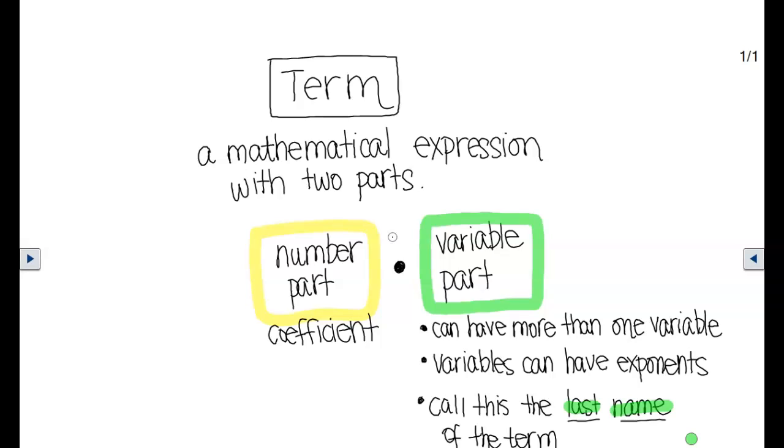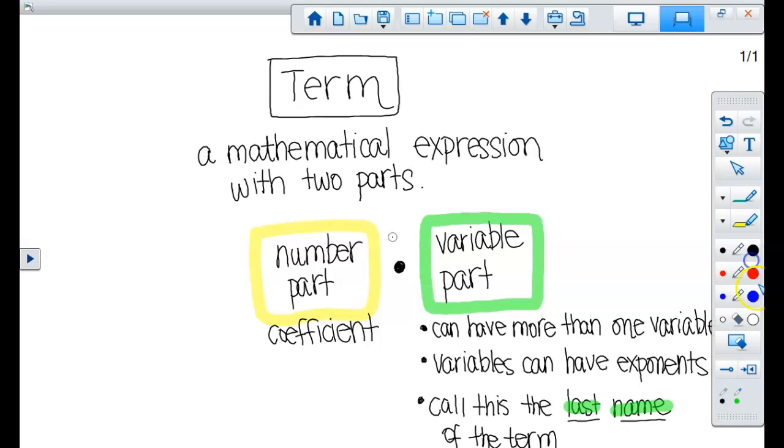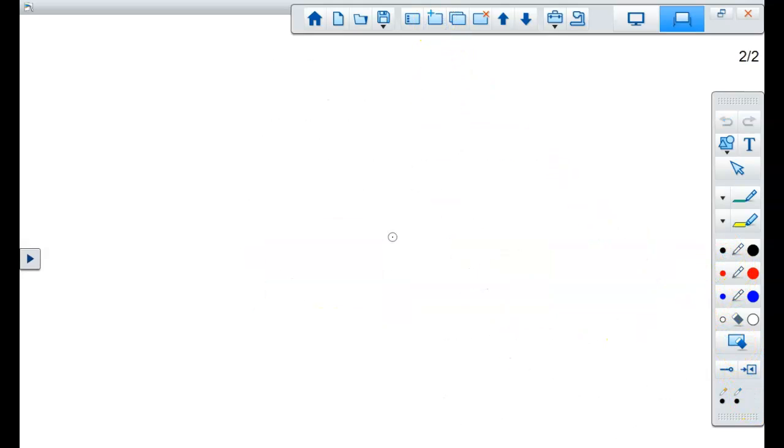So every term is going to be made up of two parts, a number part and a variable part. And those two parts have to be multiplied together. So it has to be a number times a variable part. That number is called the coefficient of the term. In the variable part, we can have more than one variable. The variables can have exponents, and we are going to refer to that as being the last name of the term. All right, so let me give you some examples here. Let's use this definition to give you some examples of terms.